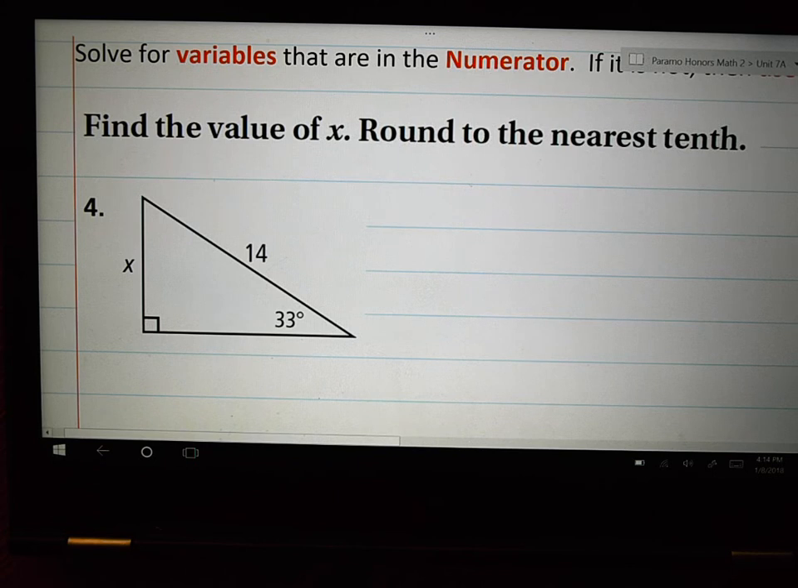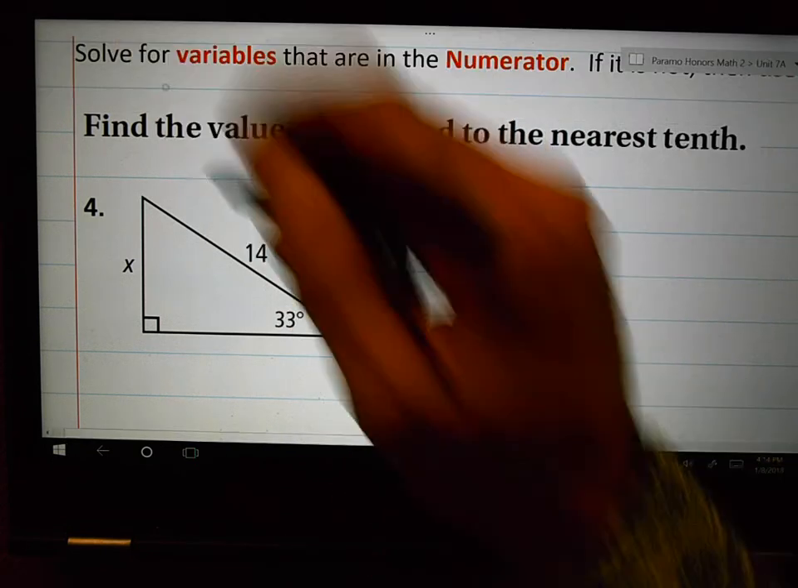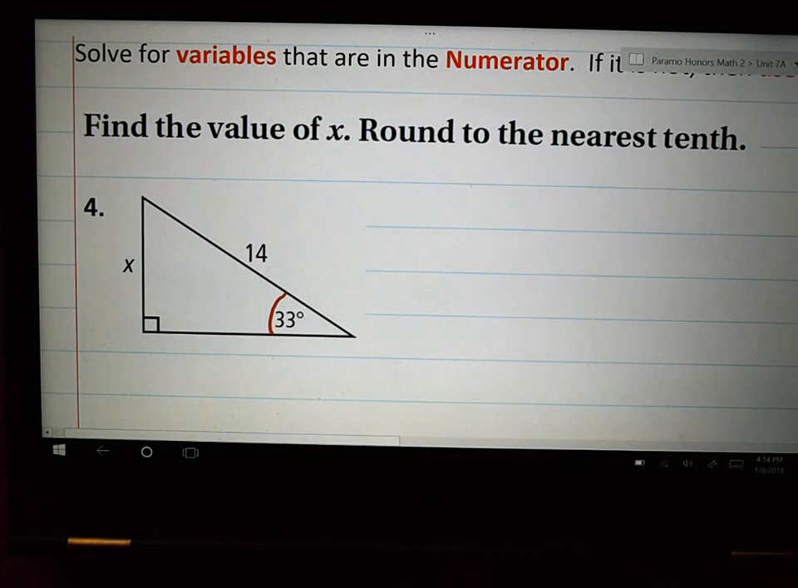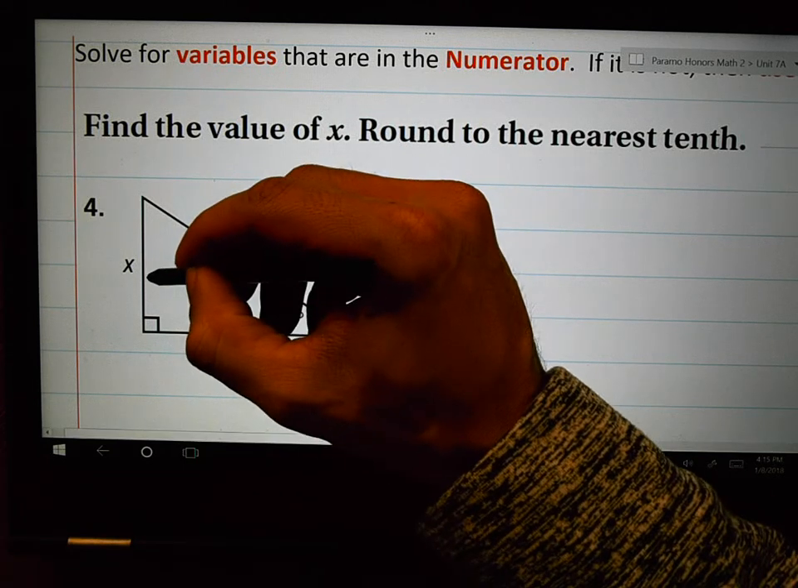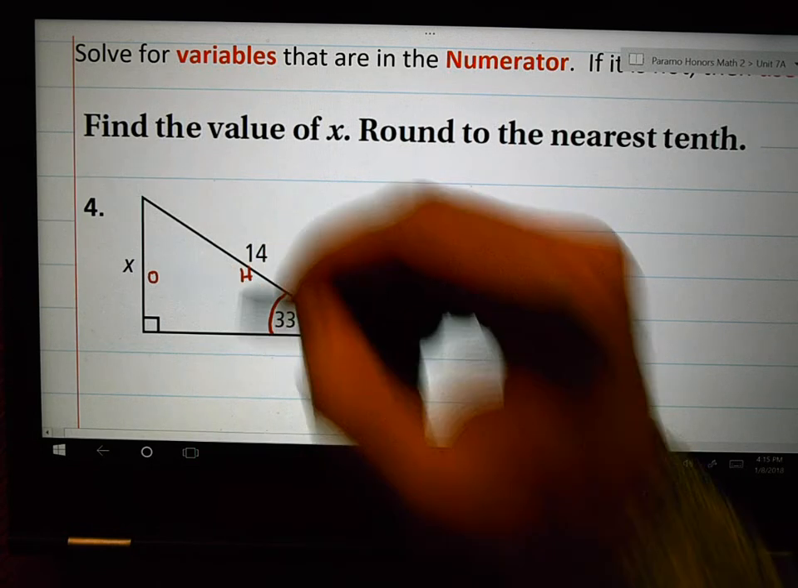I'm going to follow all the steps that I did before. First step I do, highlight the angle. So let me get my pen out. Boom. Here's my angle. Then my label says, number 1 says, label it. Oh, ha! Yeah, I remember. This is O, and the 14 is your H.